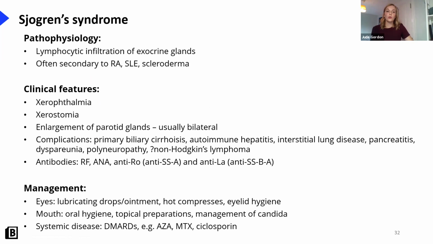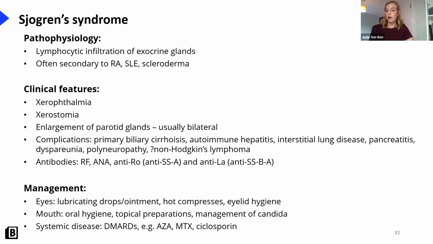So this is caused by lymphocytic infiltration of the exocrine glands, and it is often linked to other conditions, so rheumatoid being one of them, but also things like SLE and scleroderma. But it can occur independent to those, so that you can have primary Sjogren syndrome as well. Key features, if you think sort of dryness, basically, is the way to remember it. So they typically get very dry eyes, dry mouth, and enlargement of the parotid glands as well, and that's usually bilateral.